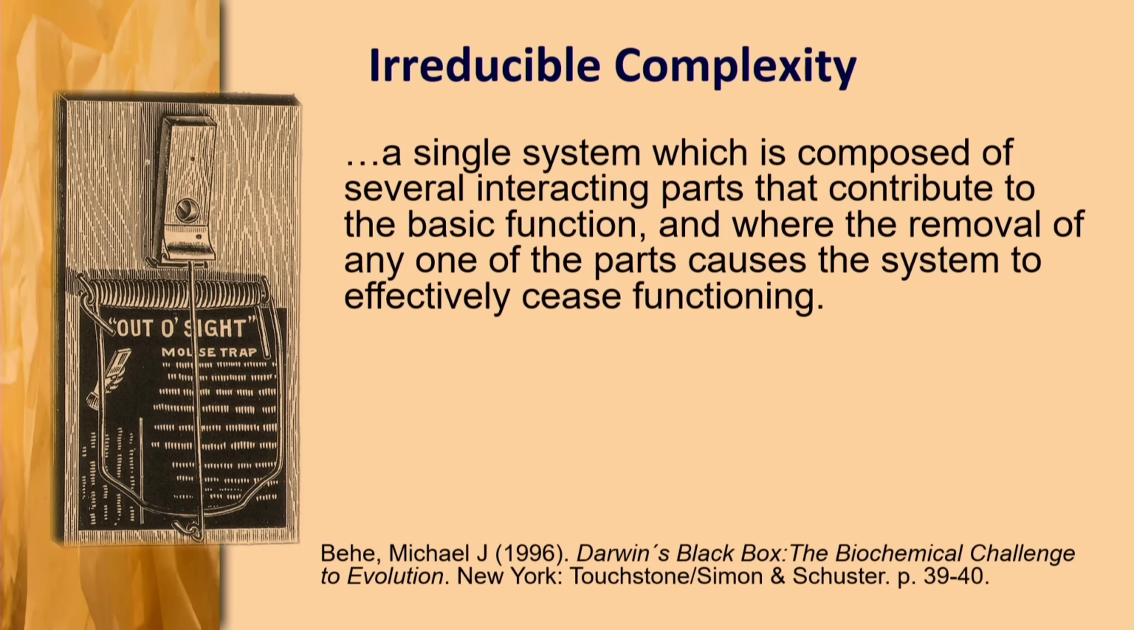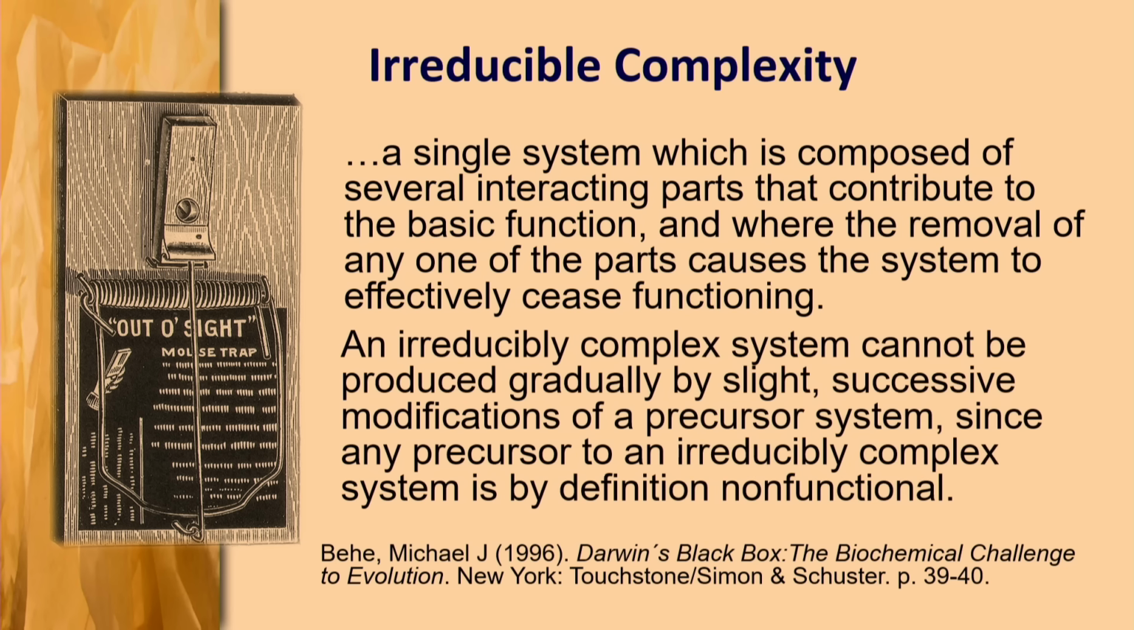He describes irreducible complexity this way, Michael Behe. "An irreducibly complex system is a single system which is composed of several interacting parts that contribute to the basic function, and where the removal of any one of the parts causes the system to effectively cease functioning." Every part has to be there. You can't remove even one and have it continue to function. "An irreducibly complex system cannot be produced gradually by slight successive modifications of a precursor system, one that came before, since that precursor to an irreducibly complex system is by definition non-functional."